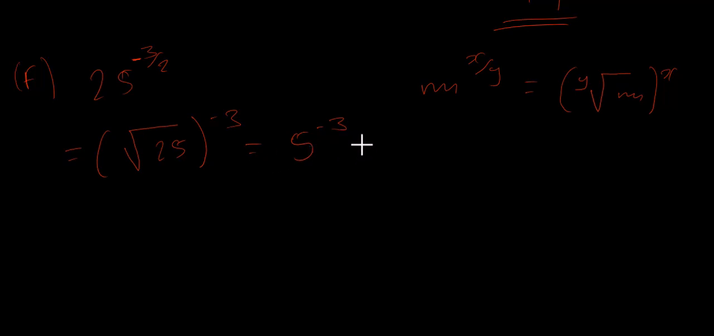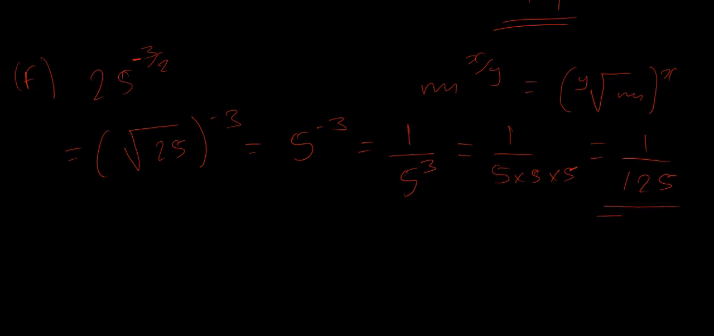Okay, so after this we use the negative index. We apply, so we bring this down, it's going to be 5 to the power negative 3. So this is equals to 1 over, so 5 times 5 times 5. Okay, so this is just going to be 125. Okay, 1 over 125 as our final answer.